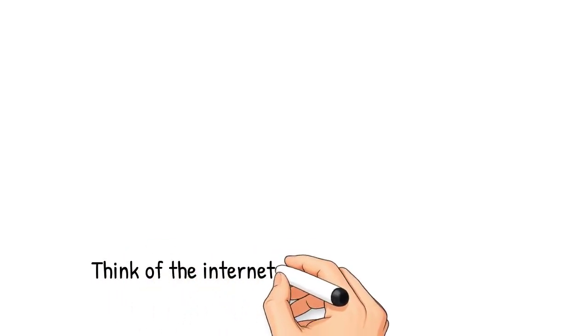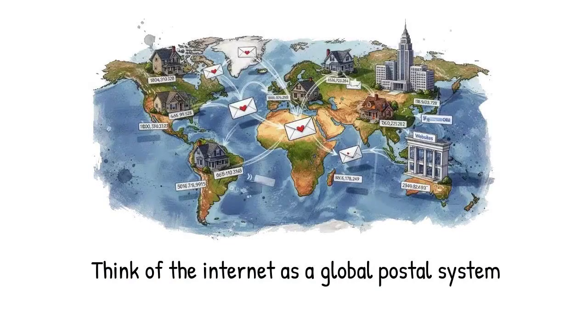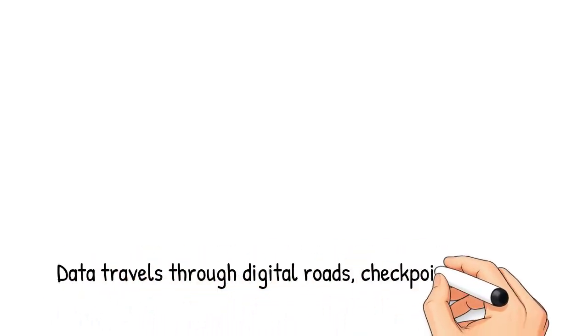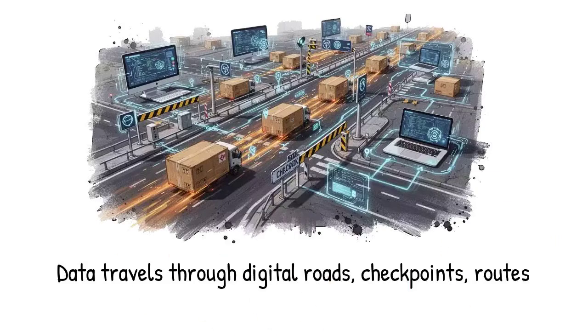To understand this, imagine the internet as a massive global postal system. Every device, your phone, your laptop, your smart TV, is like a house with a unique address. Every message you send is like a letter. Every website you visit is like a destination building somewhere on Earth. And every piece of data you transmit must travel through roads, checkpoints, sorting centers, and delivery routes before it reaches its destination. This is where the concept of IP addresses begins. But before we get there, let's zoom out even further.